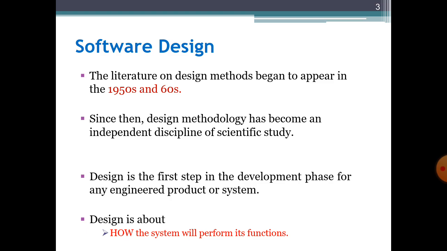So you can say that in the late 60s, design methods began to appear in the software engineering field, and it became a scientific study as well. The design phase is the second phase of the SDLC, right after the requirement analysis and gathering phase. In the requirement phase we think about what the system will do, not about how the system will perform its functions. The what part is considered in the requirement phase, and the how part is considered in the design phase.